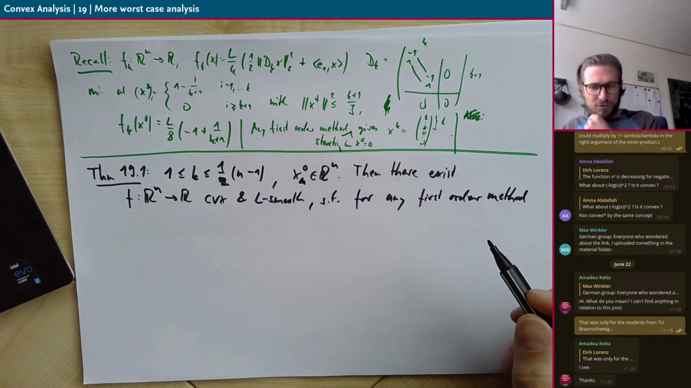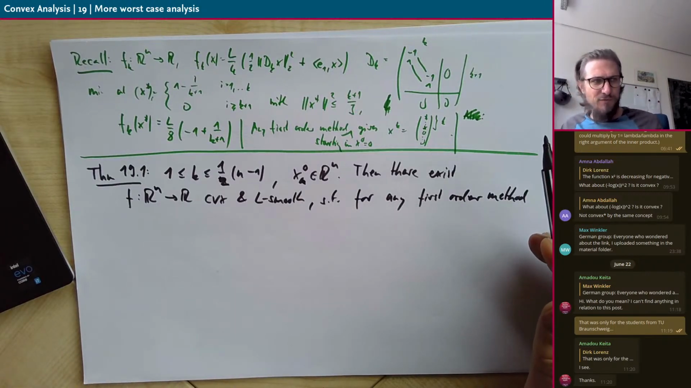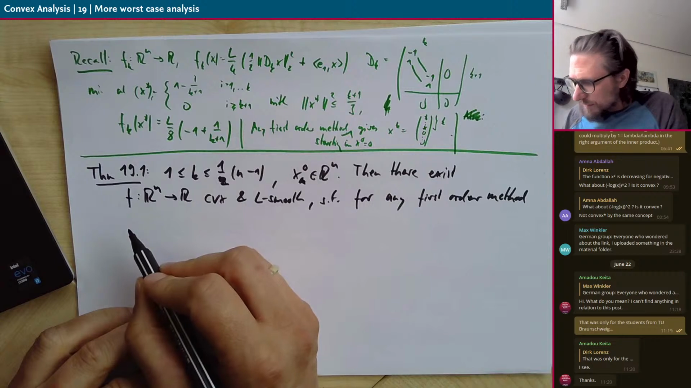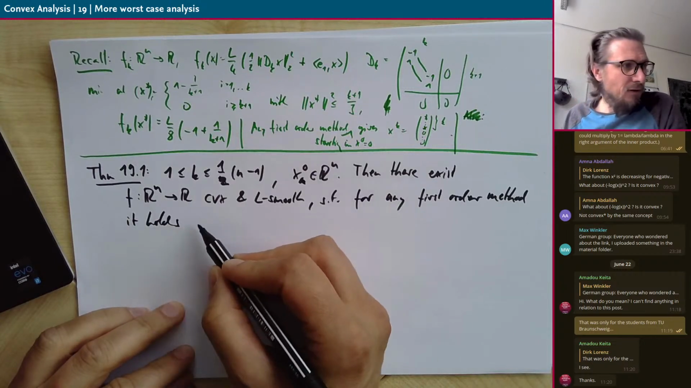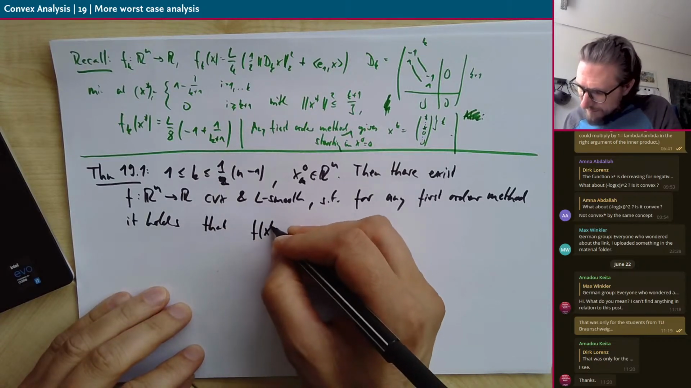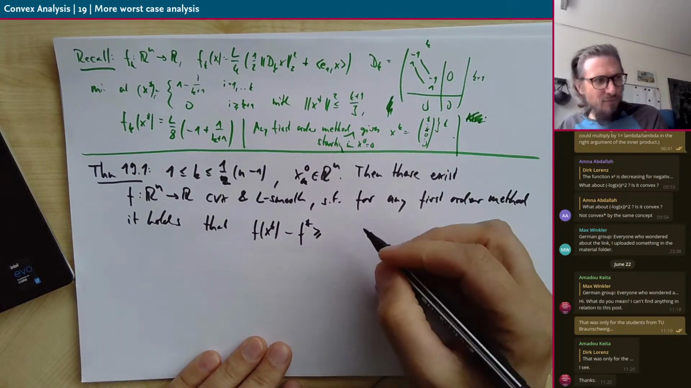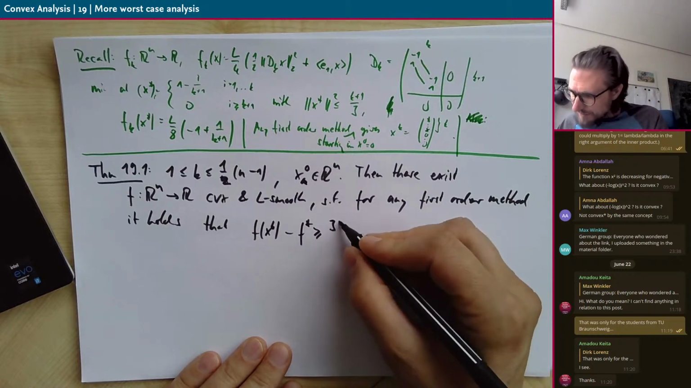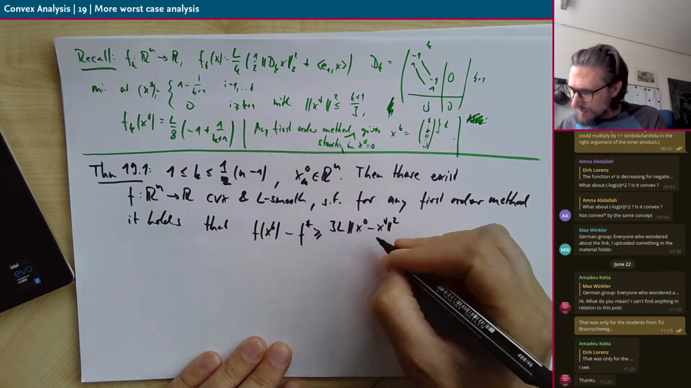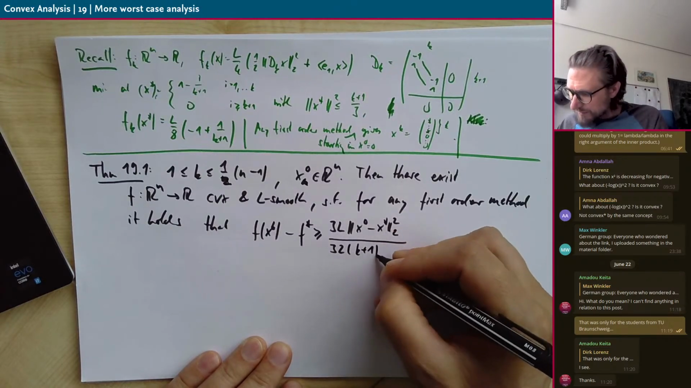such that for any first order method, meaning that in each step we only get to evaluate the gradient at the current point, and then we can move freely in the span of the previous gradients, it holds that the distance to optimality in function value for the kth iterate is still not smaller than, and now come a little bit weird numbers, 3 times L times the initial distance to optimum squared over 32 times (k plus 1) squared.